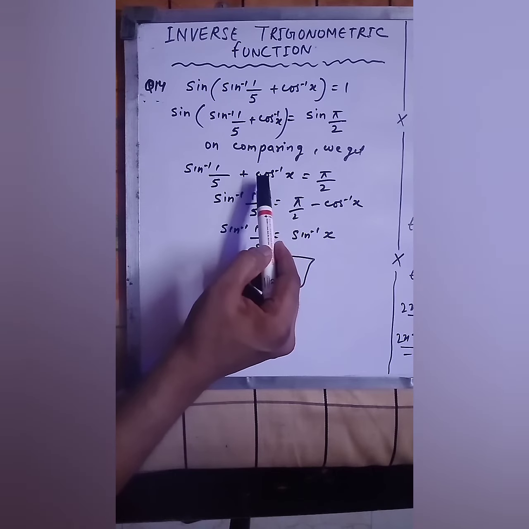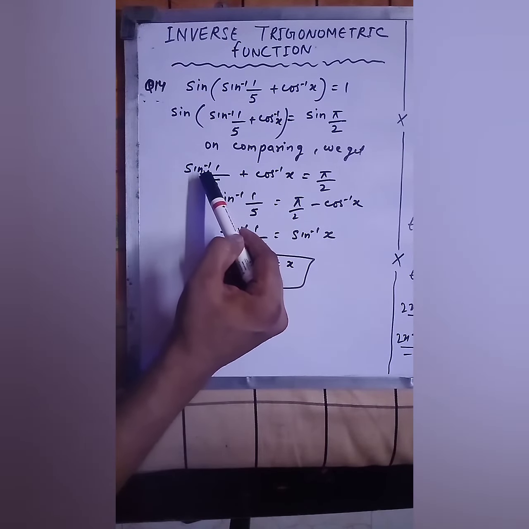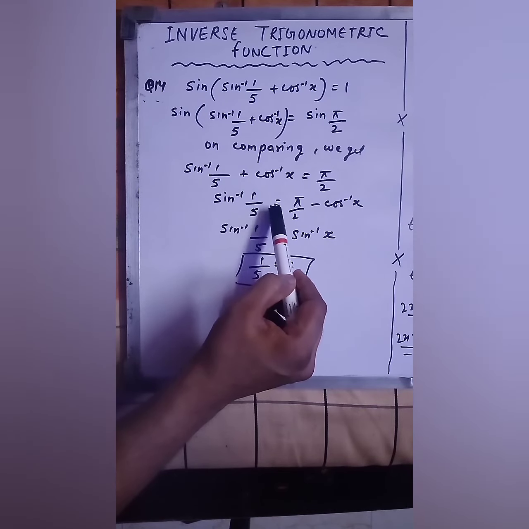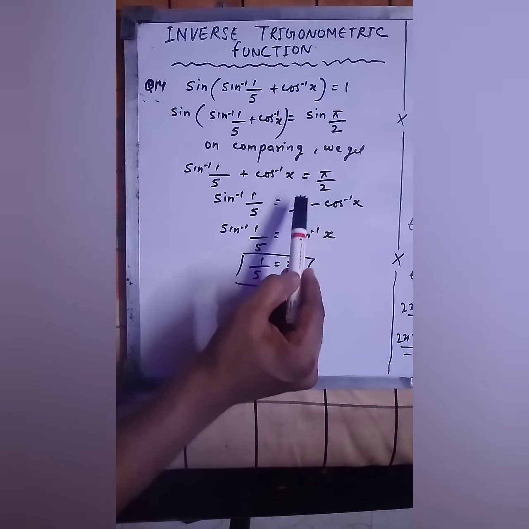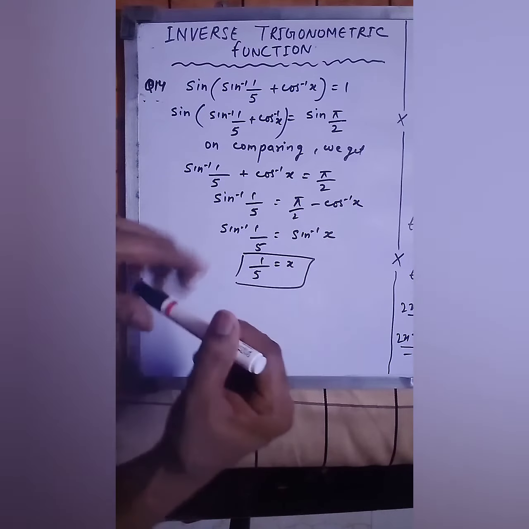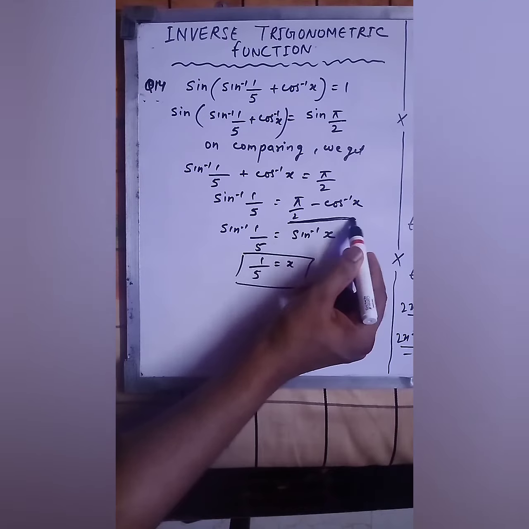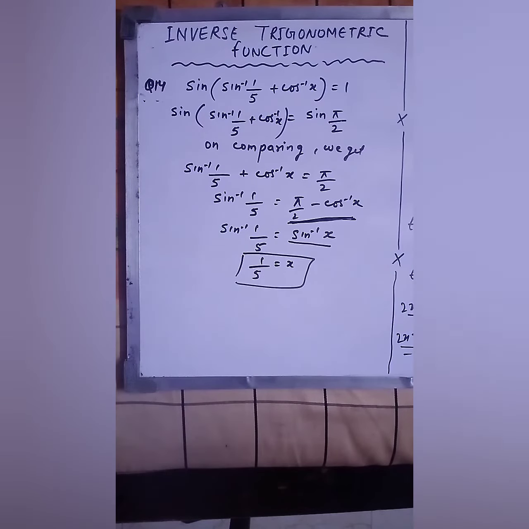After that, I'm just taking cos inverse x on the right hand side. So here you have to write sin inverse 1/5 on the left hand side, that is equal to, this will be on the right hand side, so it would be pi/2 minus cos inverse x like this. Now, as you know, this is the formula of sin inverse x.